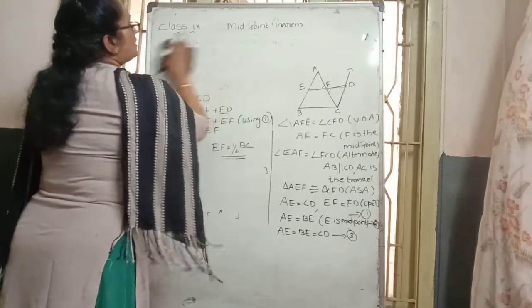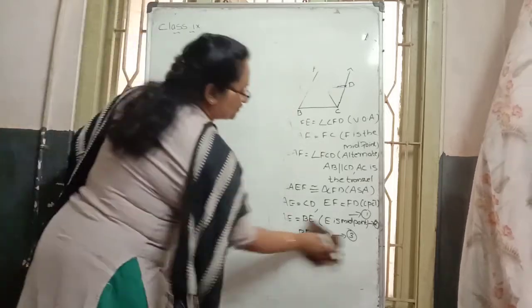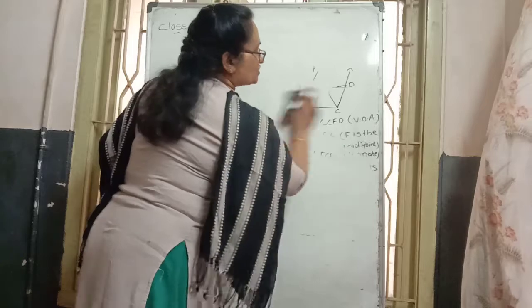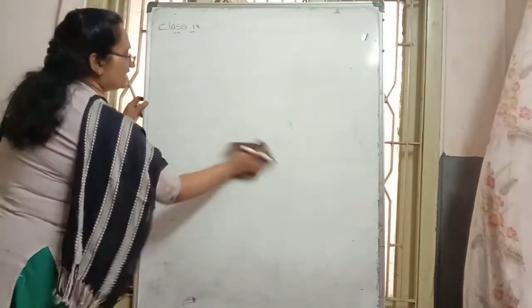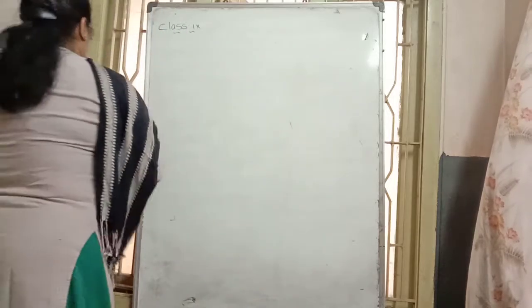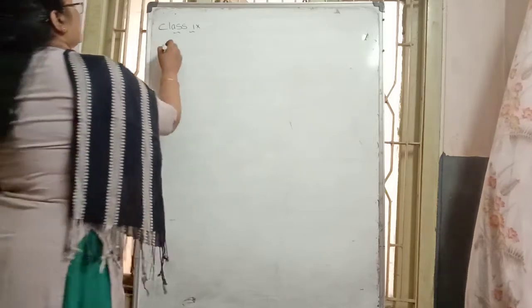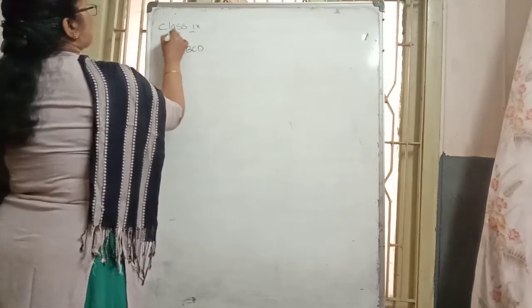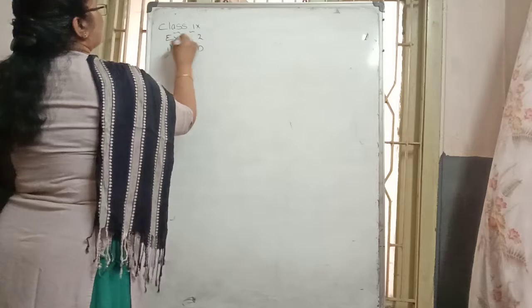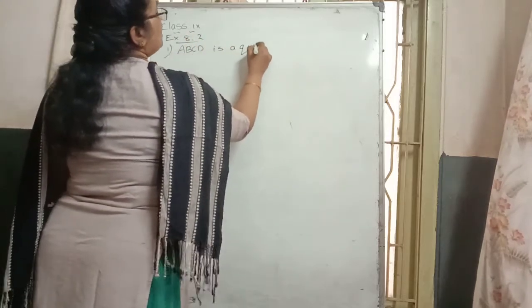Next we go through the first question. Exercise 8.2, first question we want to prove. In the first question they also gave a diagram. In this way, they gave it there. ABCD, exercise 8.2. ABCD is a quadrilateral. It is given that it is a quadrilateral.